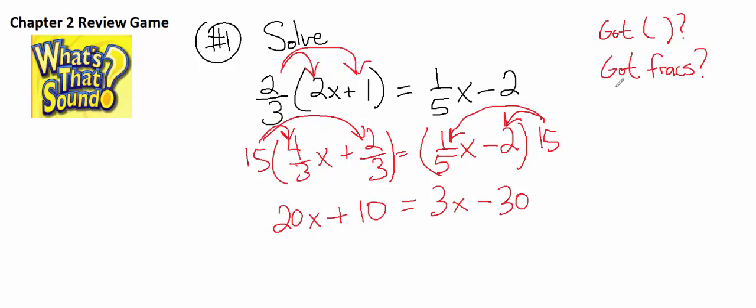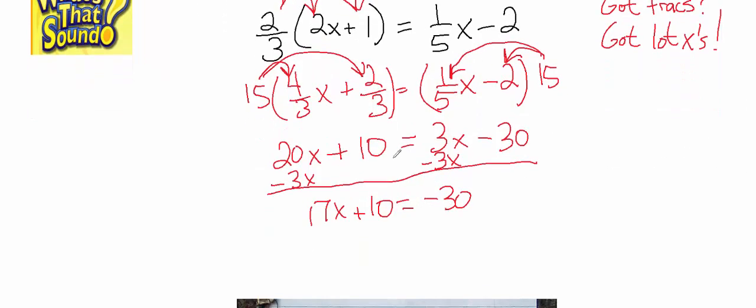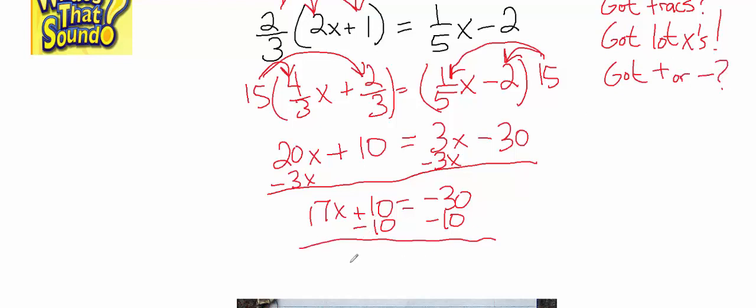Okay, let's get all the x's. The next one is got lots of x's. Got lots of x's, and we do. And so we're going to need to get all the x's to the same side. Well, minus 3x to both sides. That leaves me with 17x plus 10 equals negative 30. Okay, let's keep going here. We'll undo the plus 10 by minusing 10 to both sides, because that's the next got, addition or subtraction. We do, so we minus 10 to both sides. That leaves me with 17x equals negative 40.